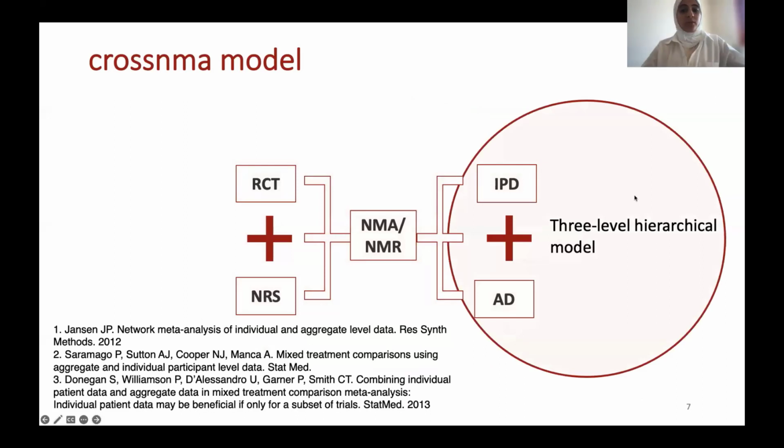So how did we build this model? We started with the 3-level hierarchical model that combines IPD and AD data. And this model has been introduced before in several articles by Janssen, Saramago, and Donegan.